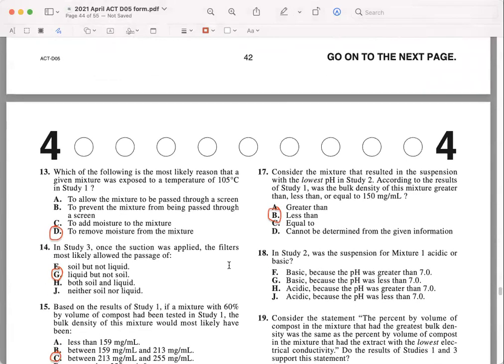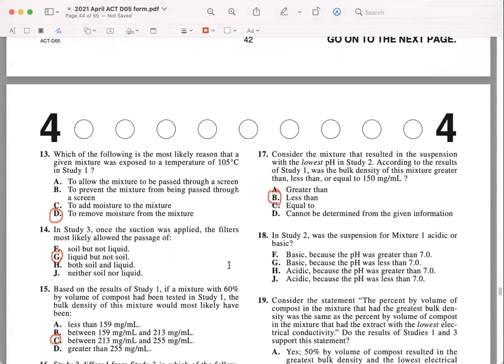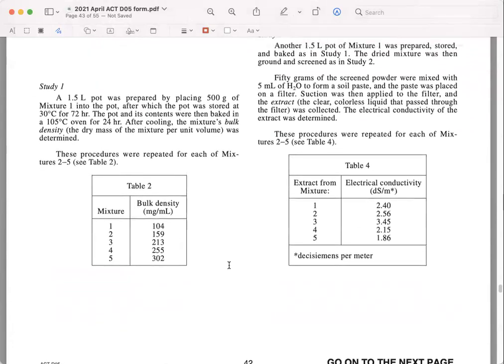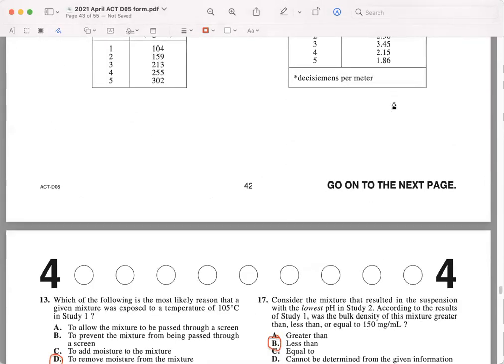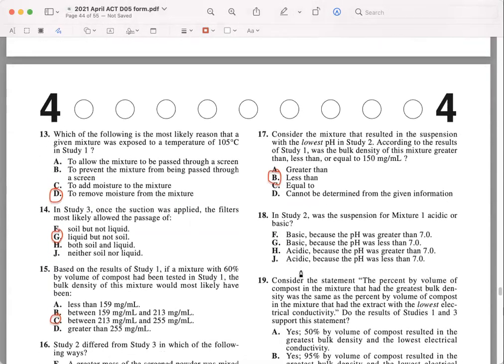Okay. In study 2, was the suspension for mixture 1 acidic or basic? So it is going to be acidic, right? Because if the pH is less than 7, then it's acidic. So it's acidic because the pH was less than 7.